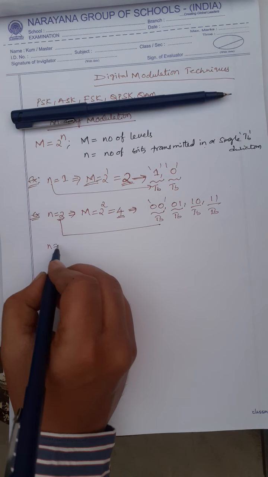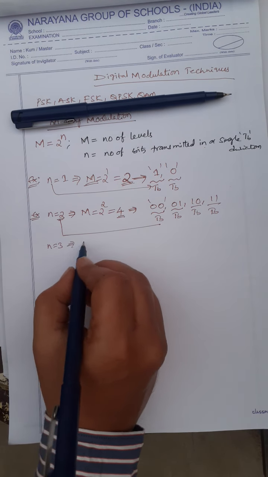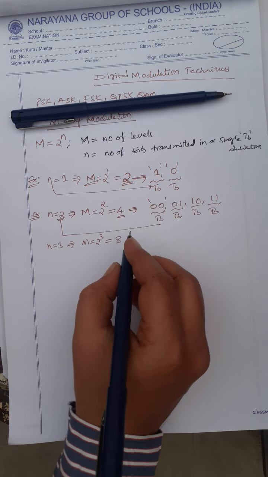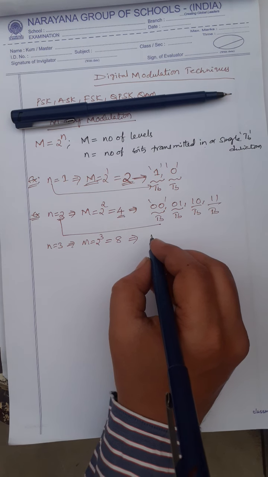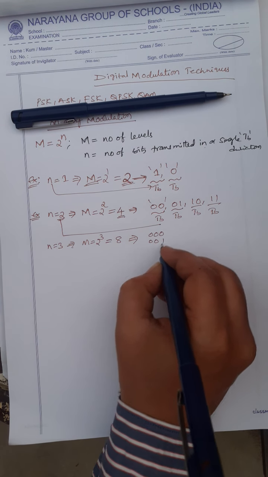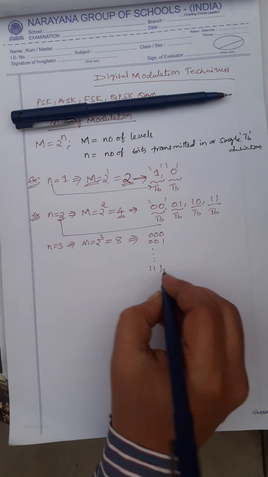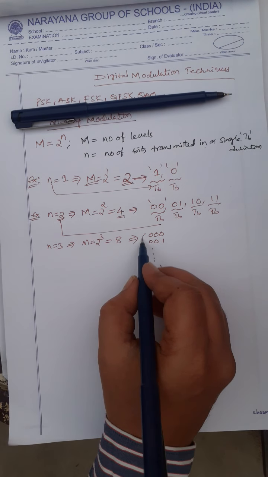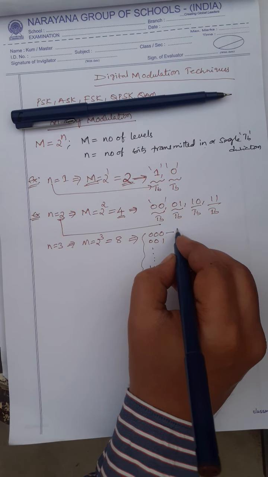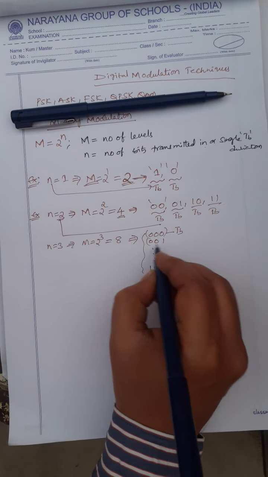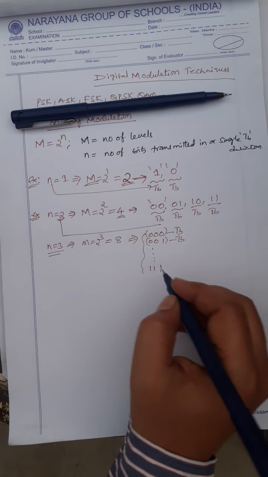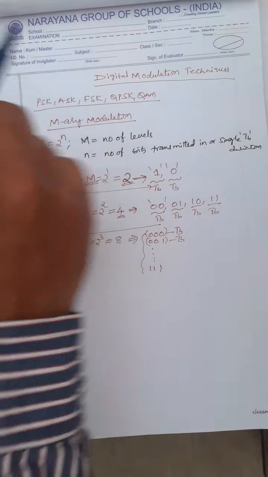Now by putting n equal to 3, M is equal to 2 cube, which is 8. So the 3-bit combinations are 000, 001 and so on up to 111. These are the 8 levels we will get, and within each Tb duration we can transmit 3 bits because n is equal to 3. So this defines the M-ary modulation.